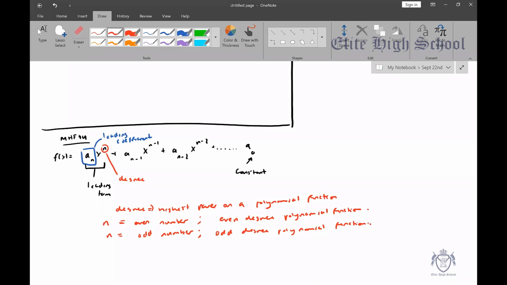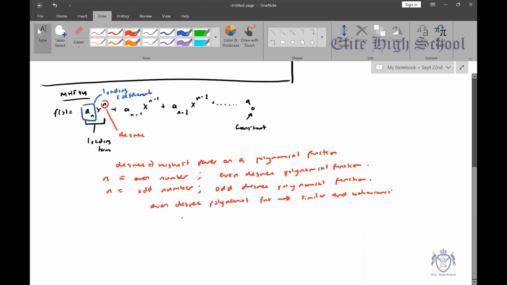In the case of an even degree polynomial function, it's going to have similar end behaviors. So what do I mean by similar end behaviors? Well, the end behaviors can both end up in positive infinity, or the end behaviors can both end up in negative infinity. In terms of coordinates of the Cartesian plane, this would be quadrant 1 and quadrant 2, or it could end up in quadrant 3 and quadrant 4.